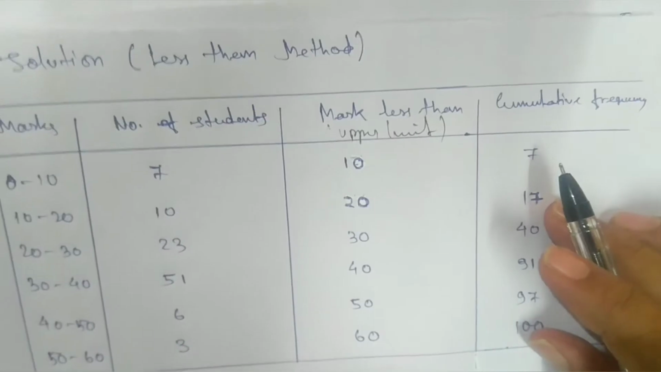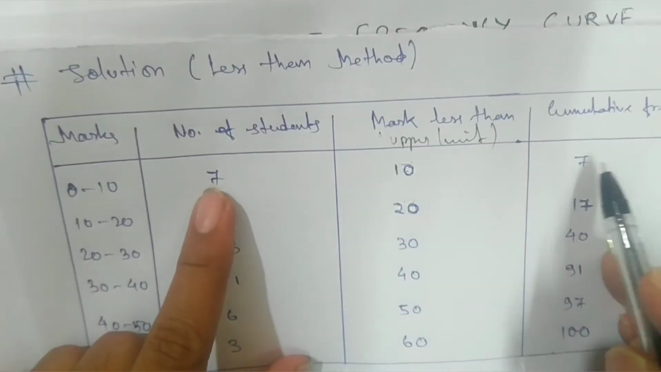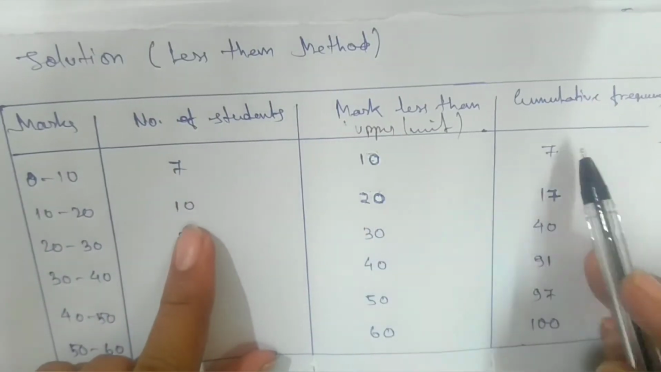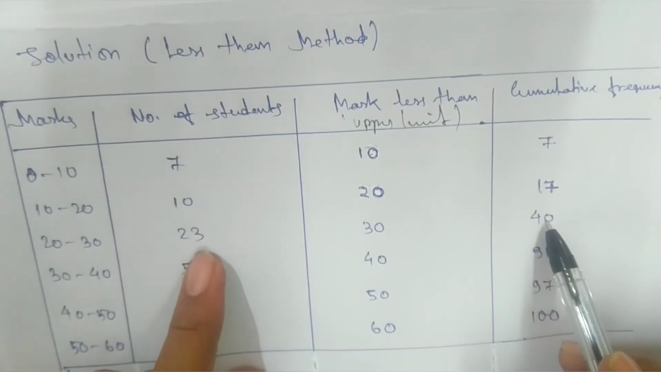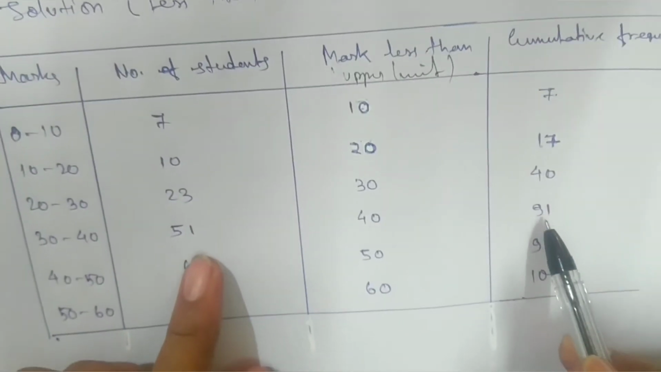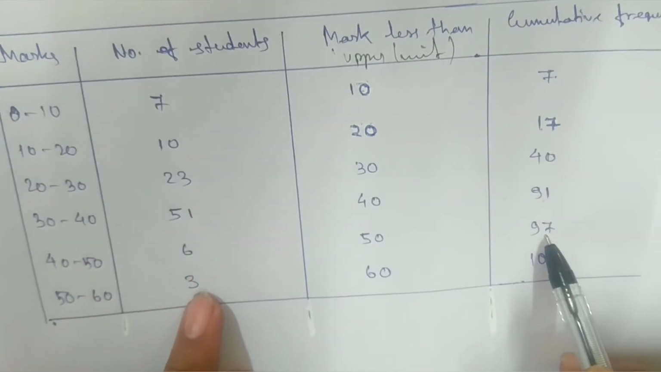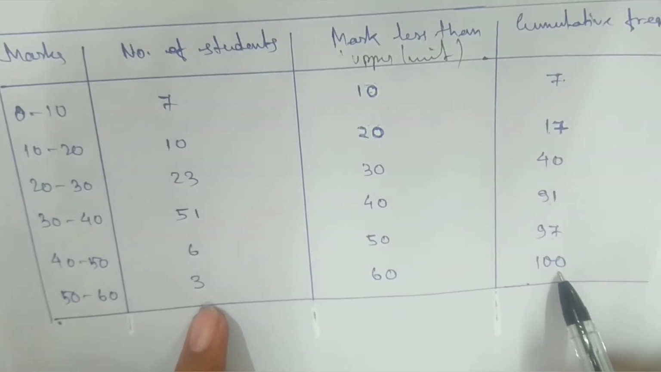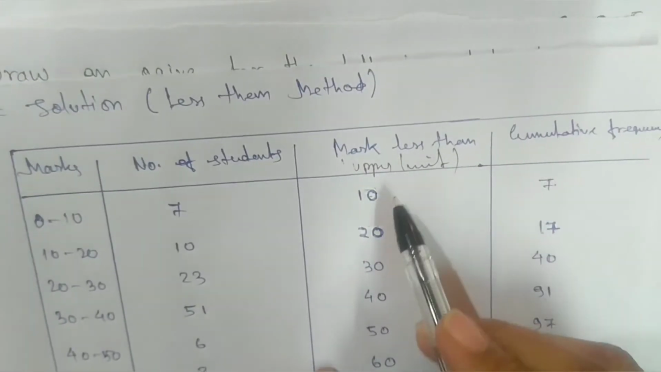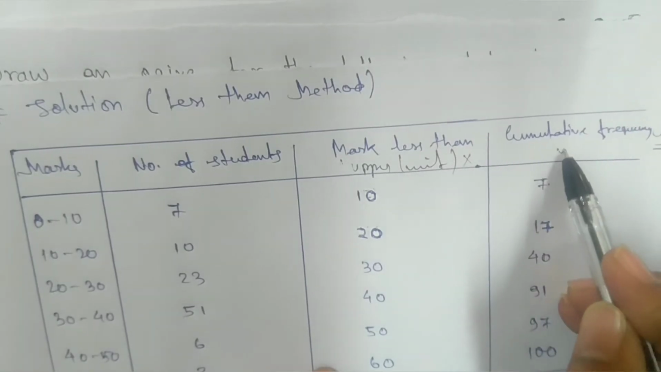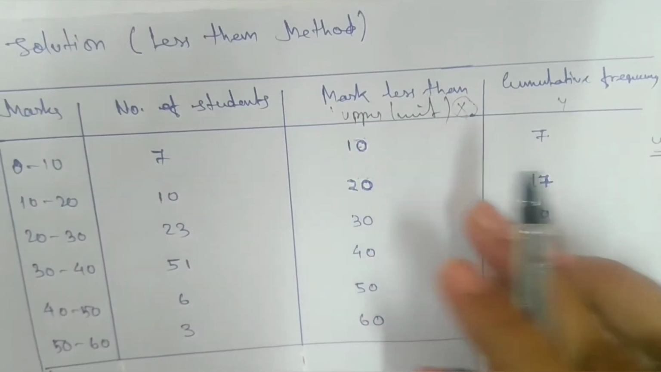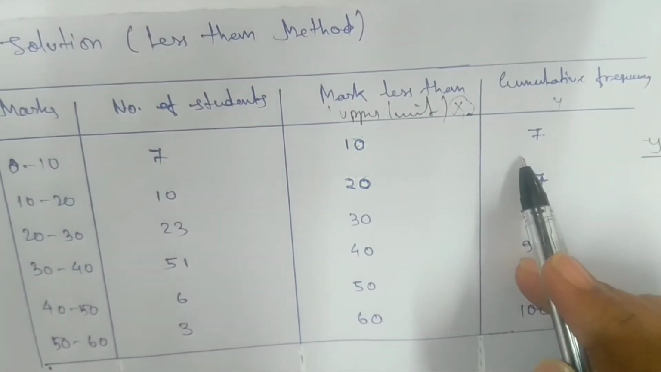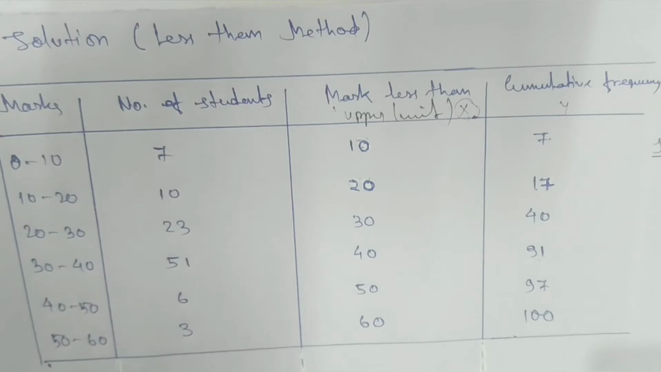And cumulative frequency, how are you going to find? Just take 7 as 7 and then you add it. 7 plus 10, 17. 17 plus 23, 40. 40 plus 51, 91. 91 plus 6, 97. And 97 plus 3 will give you 100. So now this will be your x and this will be your y. X coordinate, y coordinate. We will plot the point (10, 7) on the xy plane, the Cartesian plane, in the first quadrant.